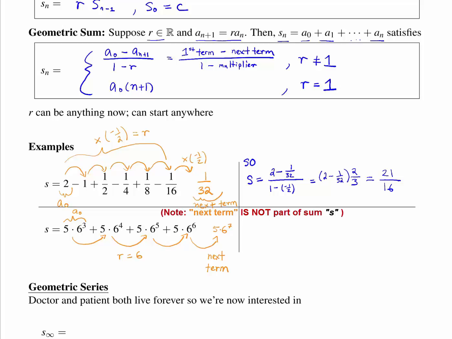So via our formula, the first term minus the next term over 1 minus the multiplier, the sum is (5 times 6 to the 3 minus 5 times 6 to the 7) over (1 minus 6). Notice both the numerator and the denominator will be negative in this case, which is common when r is greater than 1. And then this just simplifies, because the bottom is 5, so it'll cancel with the numerator 5s, to 6 to the 7 minus 6 to the 3.